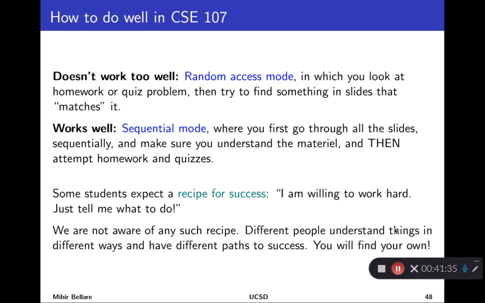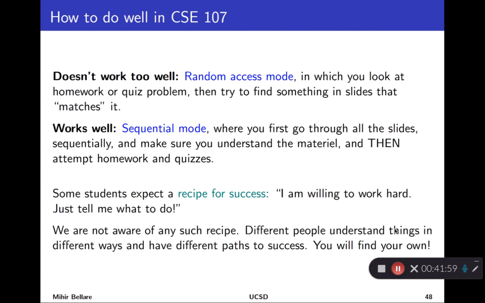What works better is if you first go through the material, the slides, the lecture, make sure you understand it, and then attempt your homeworks and quizzes. And you might find when you do that they become quite easy. One reason for this is that it's not always evident what exactly you need to solve a problem. It's somehow something global.